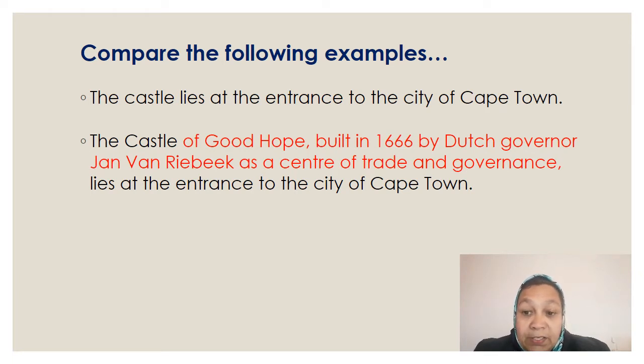The Castle of Good Hope, there's a name that has been given, built in 1666 by Dutch Governor Jan van Riebeeck as a center of trade and governance, lies at the entrance to the city of Cape Town. It's the same information, but what the writer has included is more historical content and detail, which makes for interesting reading so that one can actually visualize that this is quite an old building which was constructed more than 300 years ago. And so it obviously does not look like any of the modern high-rise buildings.